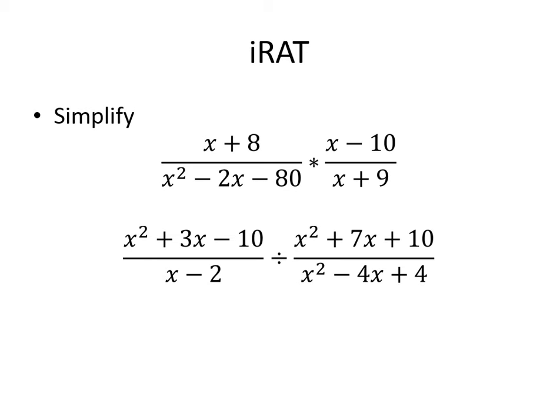Okay, your IRATs: simplify both of these. The first one's a multiplication, so factor all the parts down and then multiply them. And then simplify the second one, which is a division. So you're going to have to factor again, see if anything reduces, and then factor it down. So that's your IRAT. This was simplifying rational expressions. Just simplify both of these, and that's it.